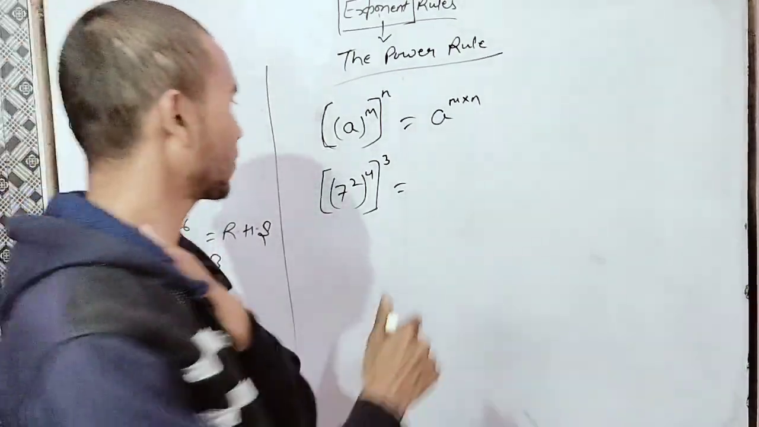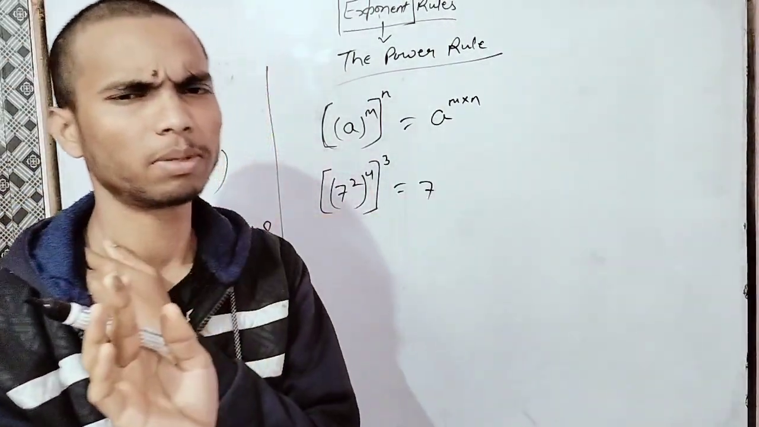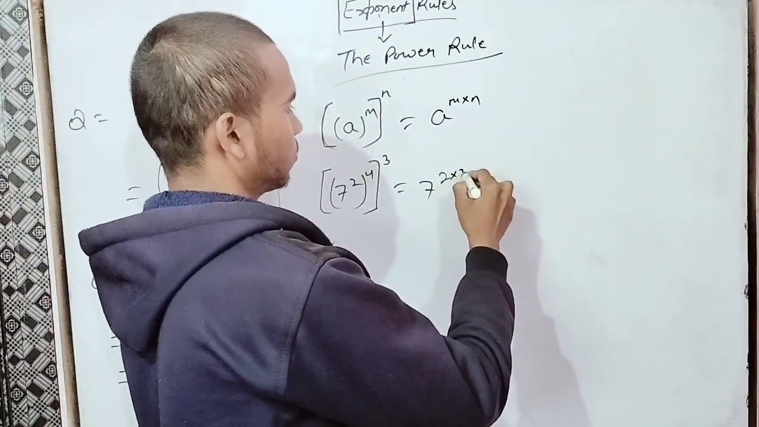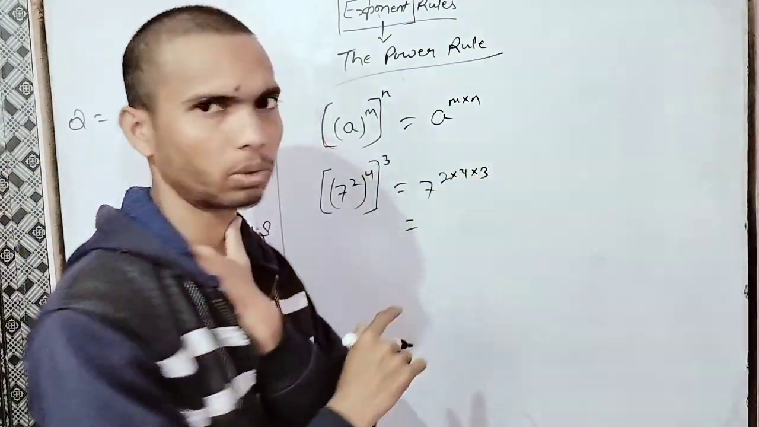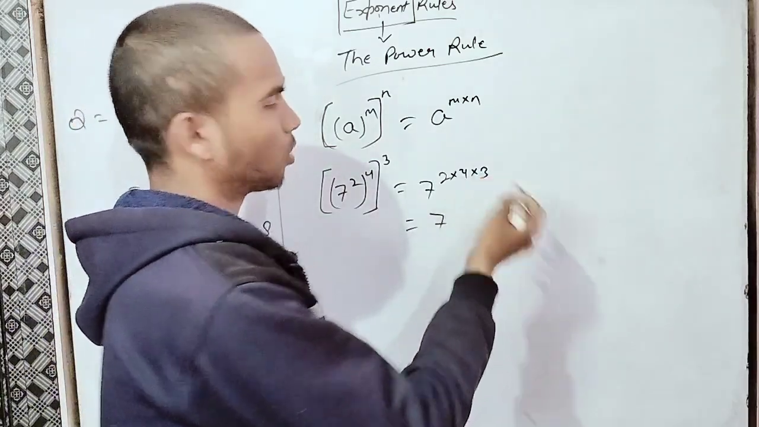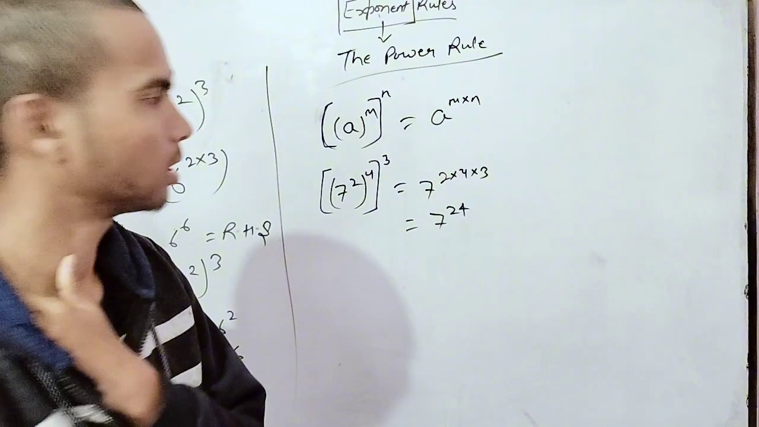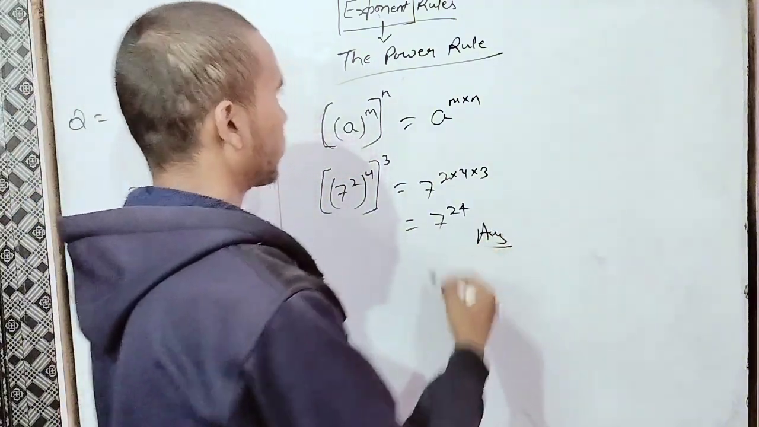What is that option? The base will be written as it is, and the exponents are 2, 4, and 3. We are multiplying: 2 times 4 times 3 is 24. Okay, like that. This is how we will solve it.